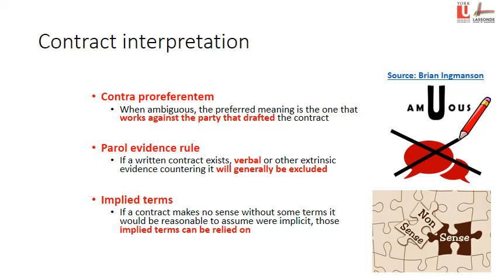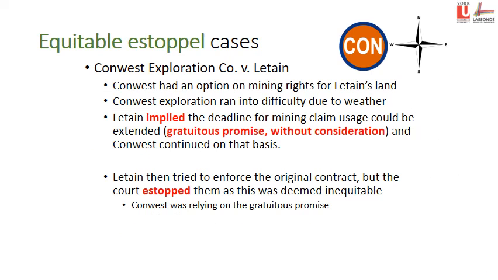If a contract doesn't make sense without assuming that there are terms in it that are implied or implicit, then those implied terms can be relied on. In the last mix, we talked about the concept of equitable estoppel, where contract terms are changed by both parties through their actions or deeds, and then one party tries to reinforce the initial terms in the contract. They can be stopped from doing so.